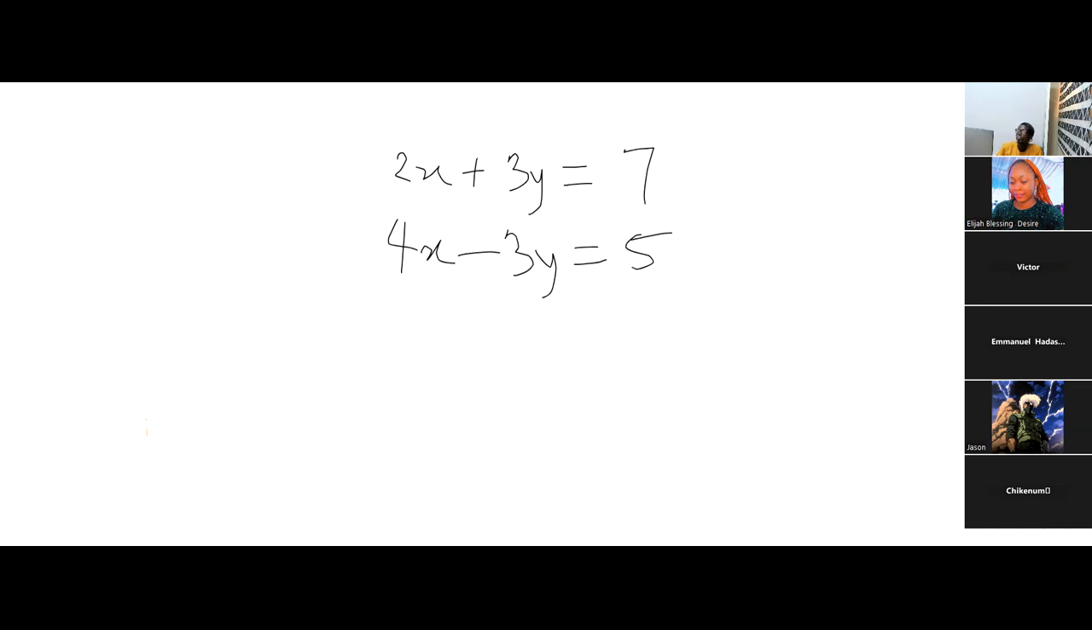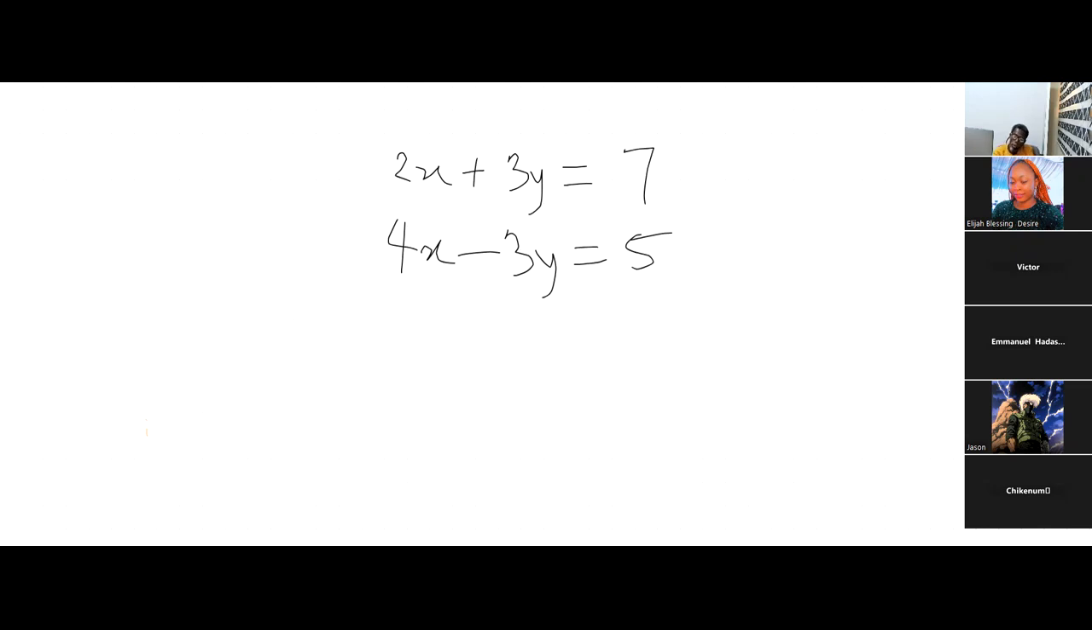Jason, explain how you are going to solve this set of equations graphically. I'm going to look for the value of x and y, then plot it on the graph. You are not just looking for the values of x and y. You want to get two coordinates for each of the equations, when x is 0 and when y is 0.